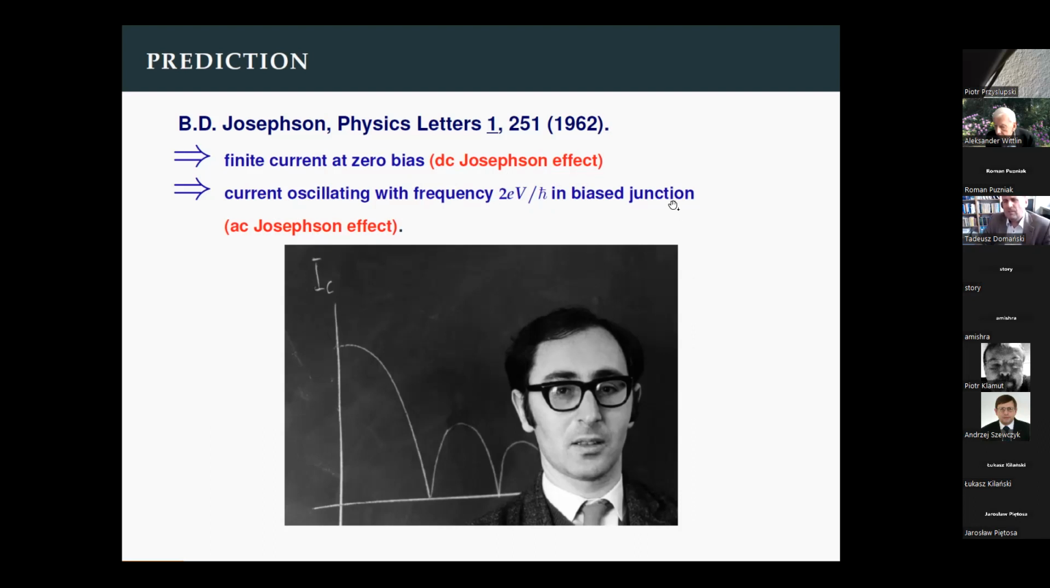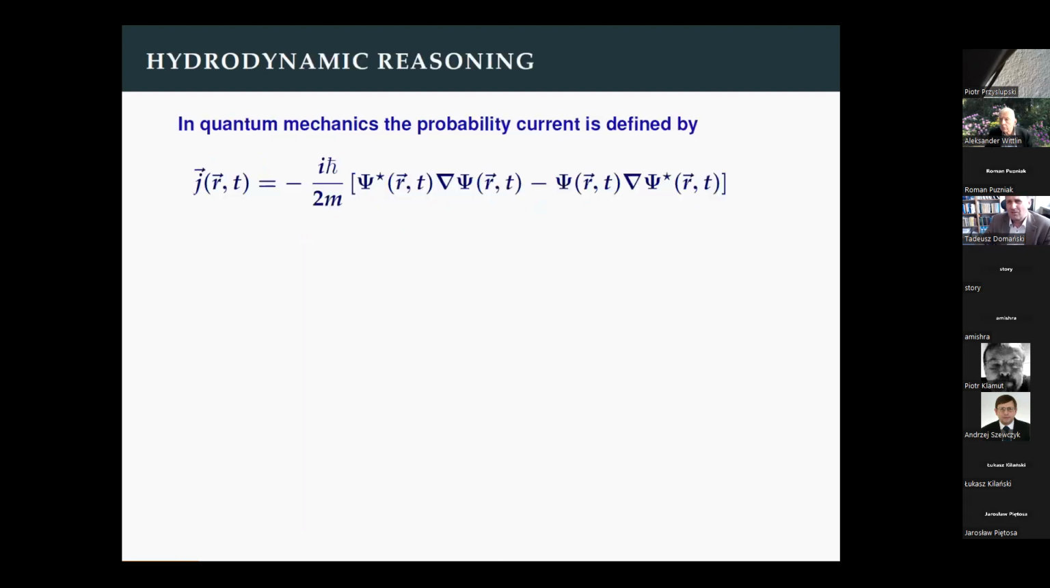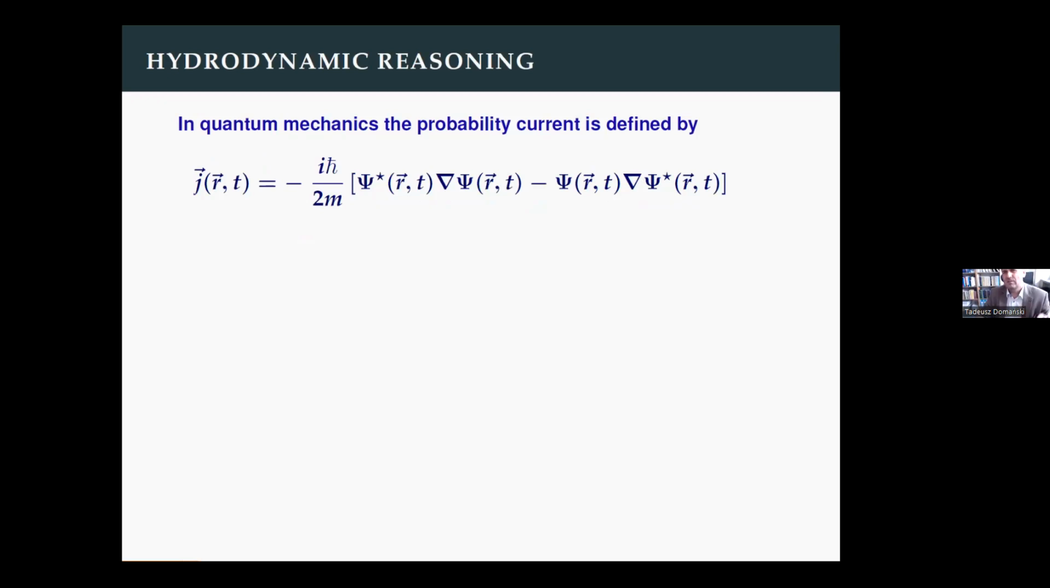From the present day perspective, I would say that this prediction of DC Josephson effect is so trivial, it's quite surprising. So let me present just the only slide with formulas to show how in 3 steps we can convince ourselves that phase difference is going to induce superflow of Cooper pairs.